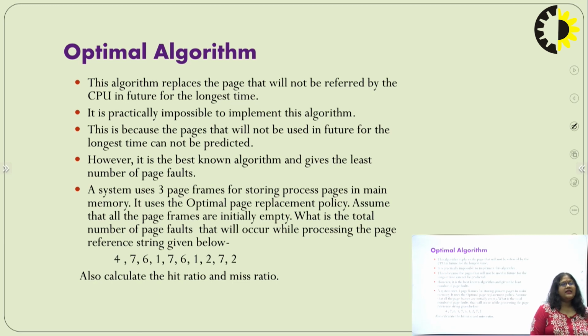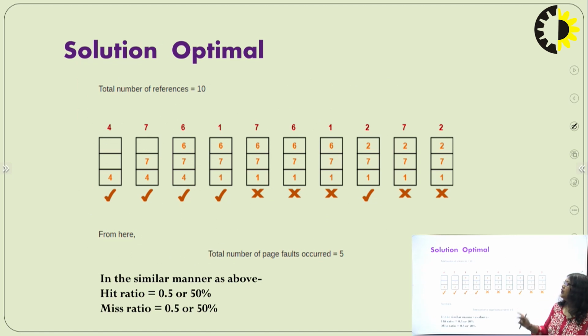Now take the same example for the optimal. Optimal means we just look at the future. If an element will not be required for the longest time in the future, we replace that element, and we don't change the elements that are required in the future. This algorithm is used for future prediction, and it is the best algorithm and gives the least number of page faults. So take the same example for the optimal.